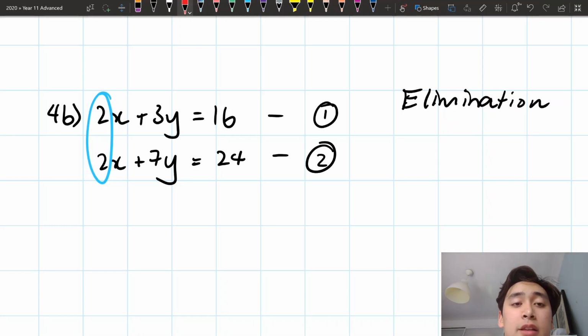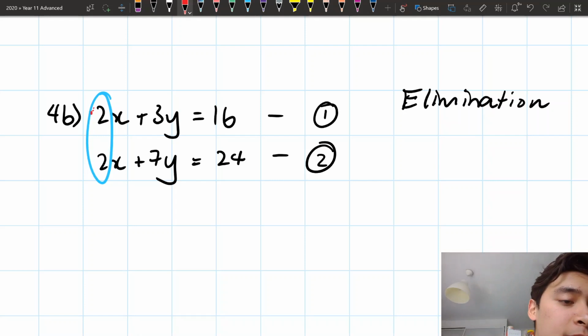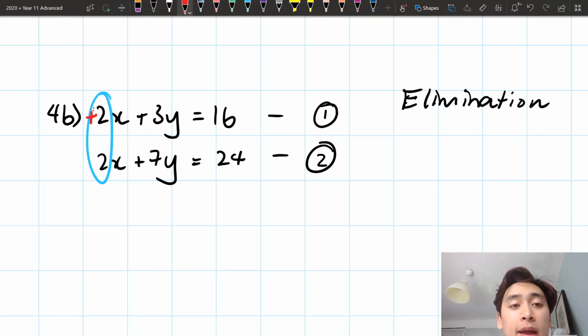Now that I've selected x as the term I'm eliminating, because I've got the matching coefficients, I want to check the signs in front of them. In the first equation, what's the sign of the 2x? Well, it's a positive 2x. So I'm going to write a plus sign there. You don't need to write that in your own steps. I'm just writing it there to highlight this.